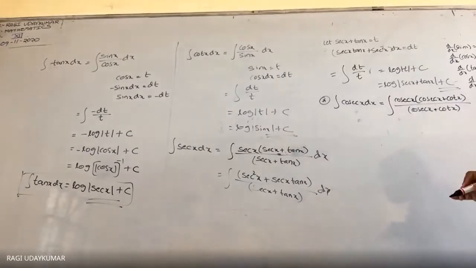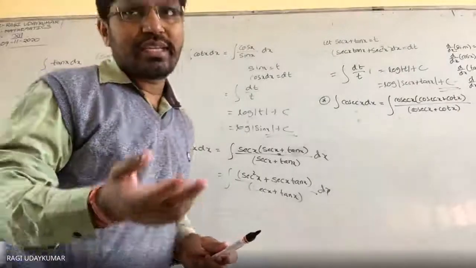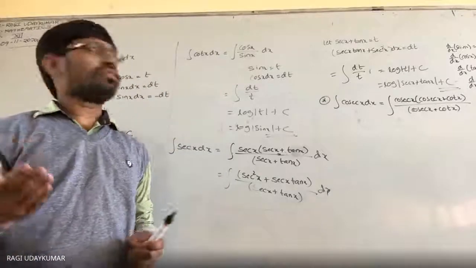Is it visible to you? It is going to the side. Sir, it went a bit to the side. Okay. d by dx of secant x is equal to secant x tan x. Differentiation of cosec x is equal to minus cosec x cot x.